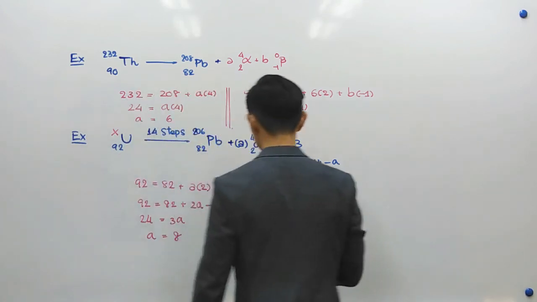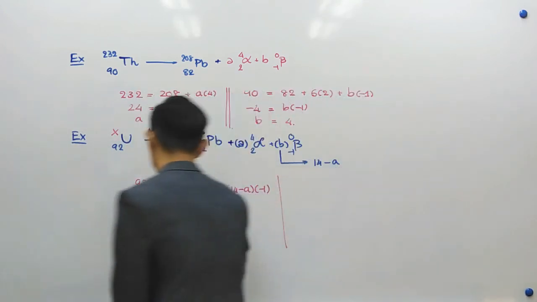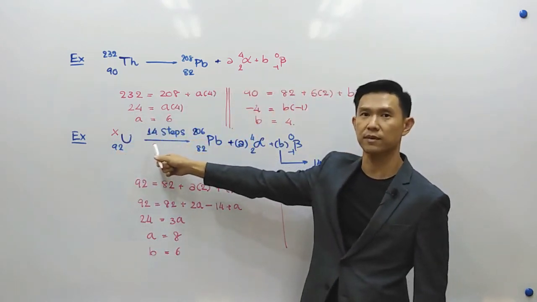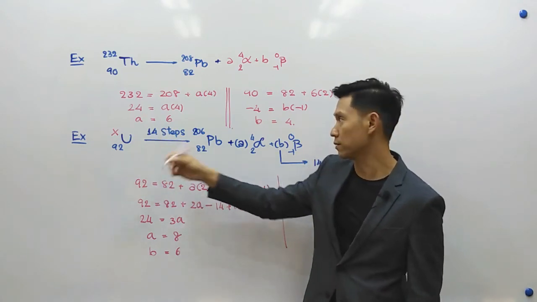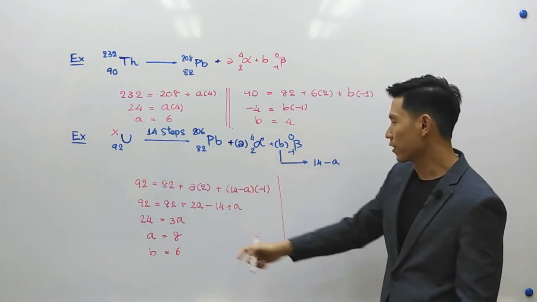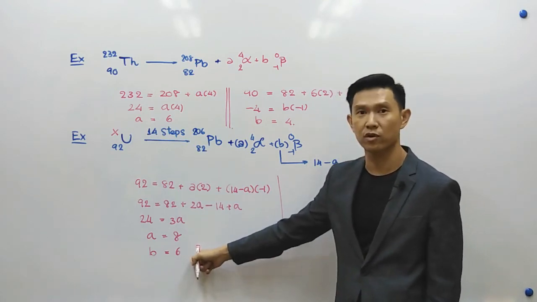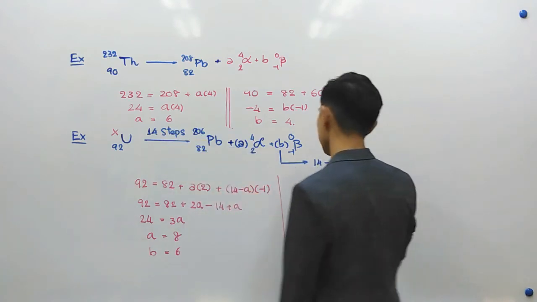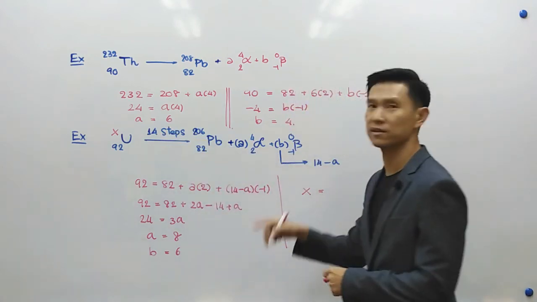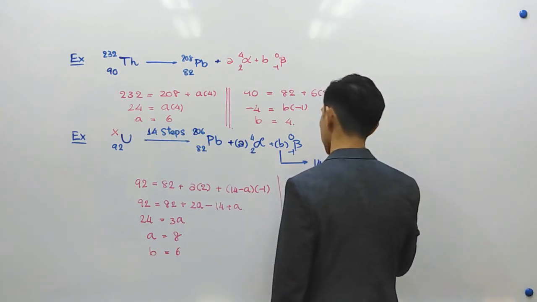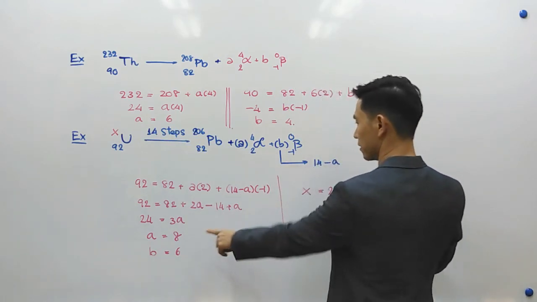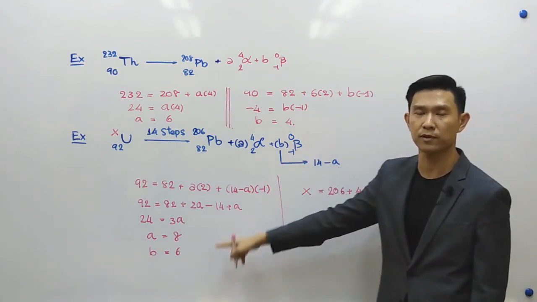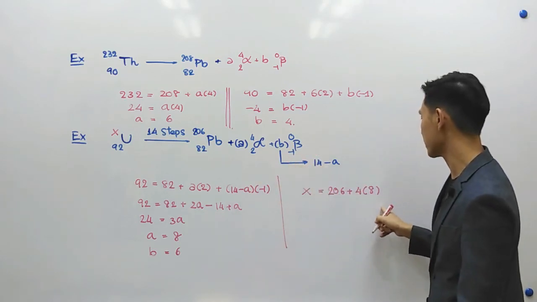If A is equal to 8, that means B would be equal to 6, right? Because the summation of A and B has to be equal to 14, since you have 14 steps. So alpha for 8 particles, beta for 6 particles. After you finish this, you can find the X right away, because X is the mass and the mass has to be conserved. X would be equal to 206 plus 4A, and A is 8, plus 0 multiplied by B. 0 multiplied by 6 is 0. So this is it, right?